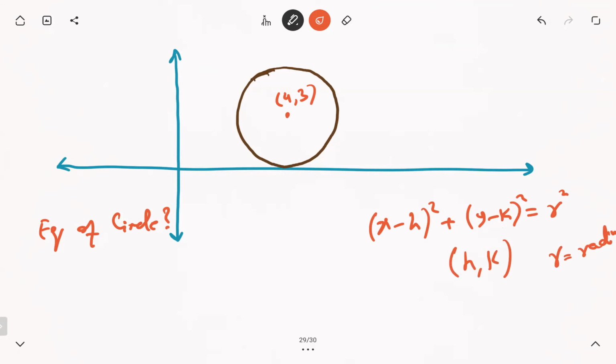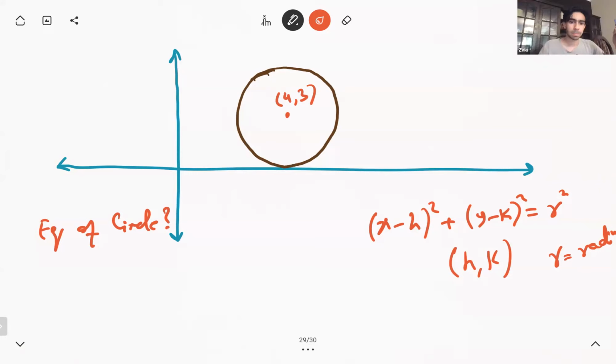Zaki is saying he can tell. Yes, Zaki. Sir, it will be x minus 4 whole square plus y minus 3 whole square equals 9.